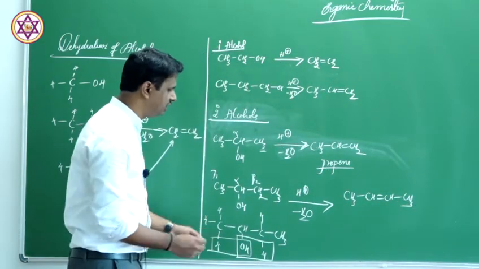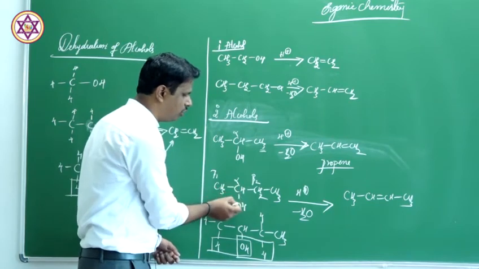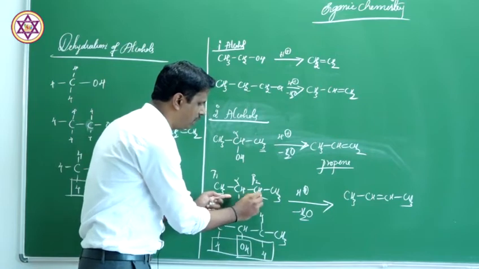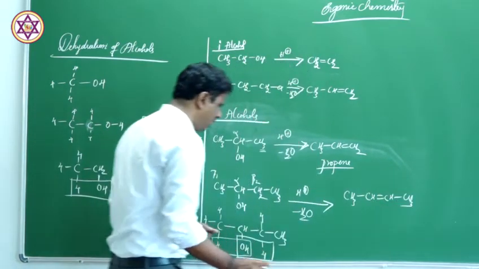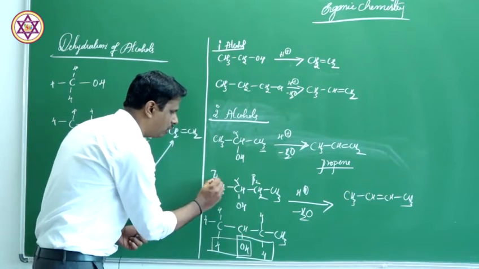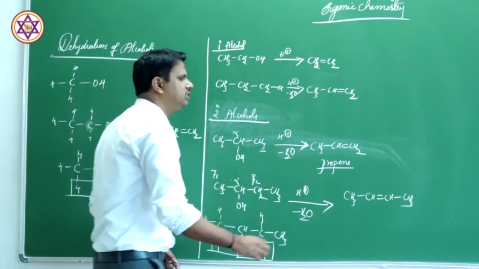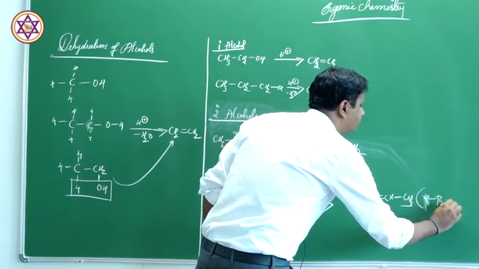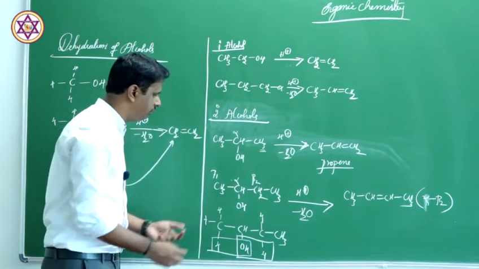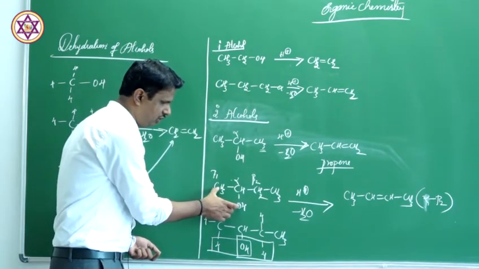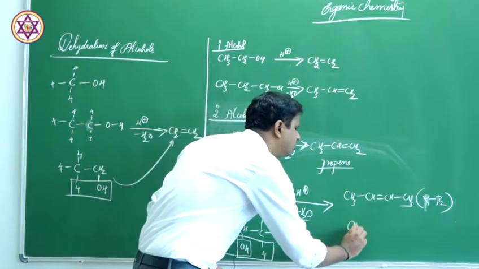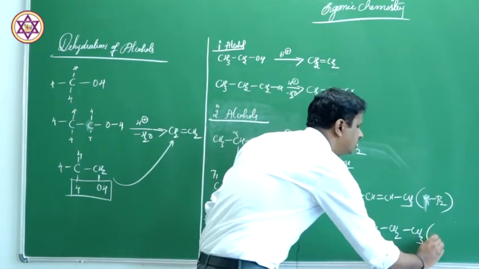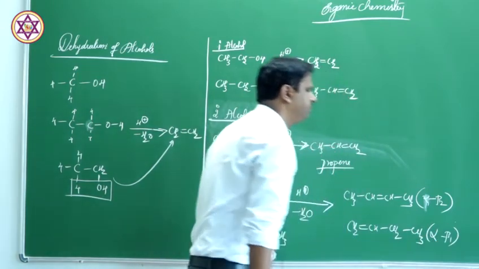That means if the elimination takes place from beta 2 to alpha, between these 2 carbons, a double bond will be formed between these 2 carbons. Then this product will be formed. If elimination takes place between beta 1 and alpha, then you get CH2 double bond CH, CH2, CH3. That is, this is alpha and beta 1.